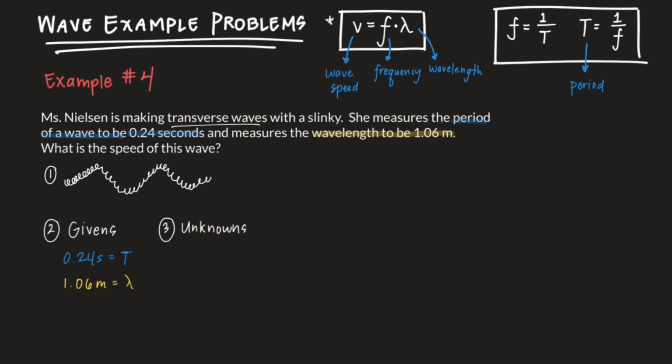So now we can talk about unknowns. What is my unknown? Well, the question is asking me what is the speed of this wave. So I'm looking for wave speed, which is denoted as v. It's represented by v. What is v? That's what we're looking for.